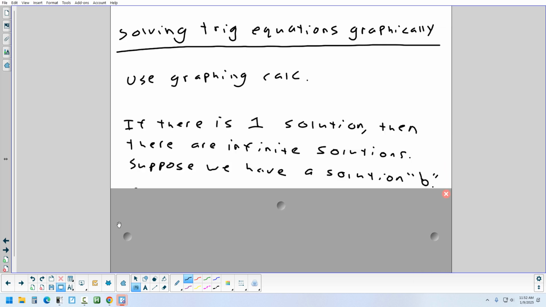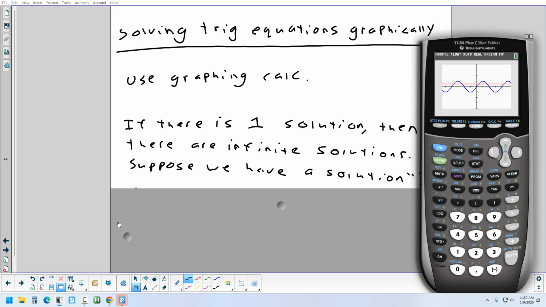So we know that if you can find one solution to a trig equation, technically there are infinite solutions. Because if you zoom out far enough, you'll see that same solution again in the next cycle, and the next cycle, and the next cycle. You'll just keep seeing it. Just like that. Keep seeing the same answer repeated over and over.